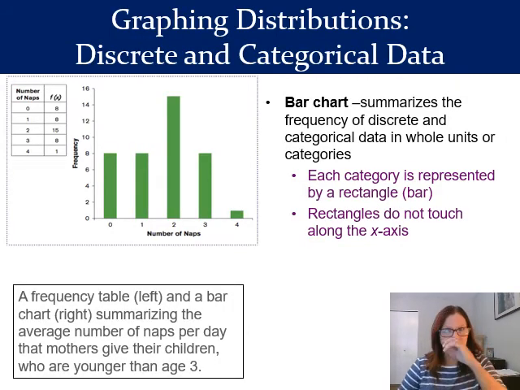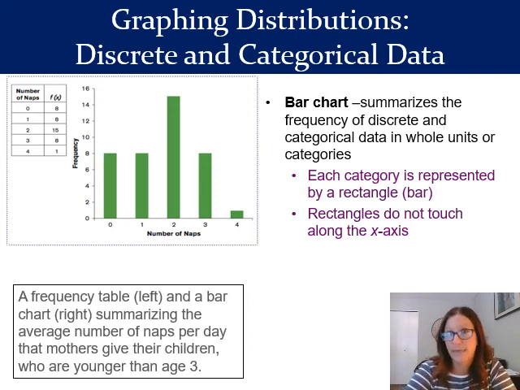And then we can have bar charts, which are used for discrete or categorical data. So bar charts will show us the frequencies of specific categories or numbers. But if you'll notice, there's space in between these bars. That's telling us you can't have any decimal in between.